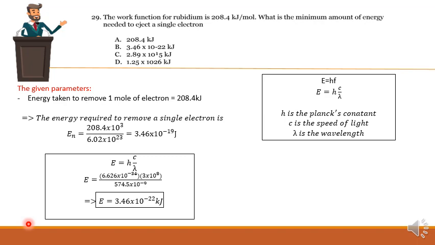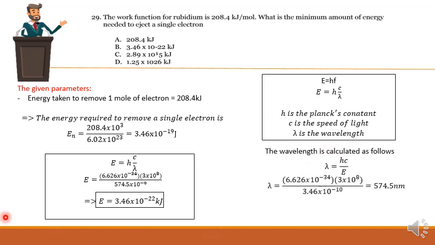Now we're not looking for this energy, rather we're looking for the minimum energy that is needed to eject a single electron. So let's fit it into the formula, where h is the Planck constant, c is the speed of light, and lambda is the wavelength. The wavelength is calculated by lambda equal to hc over E, and then we are going to have this wavelength to be 574.5 nanometer.